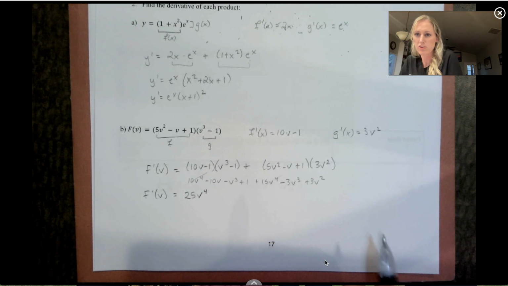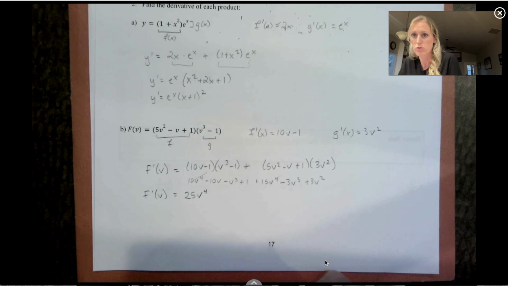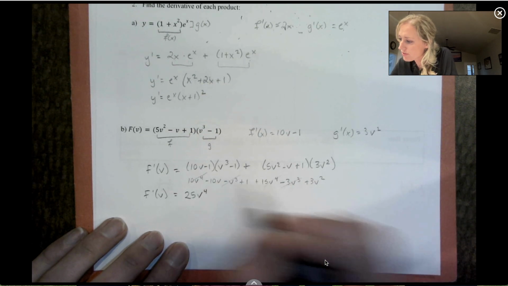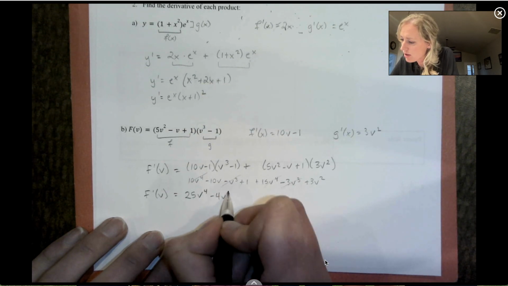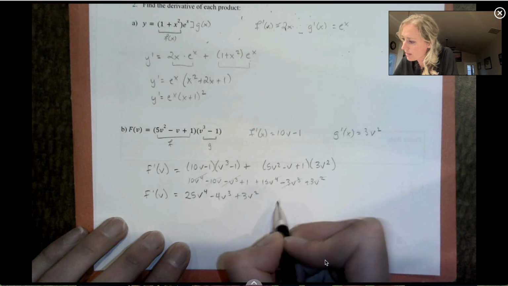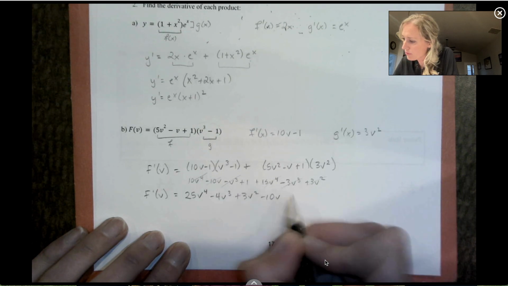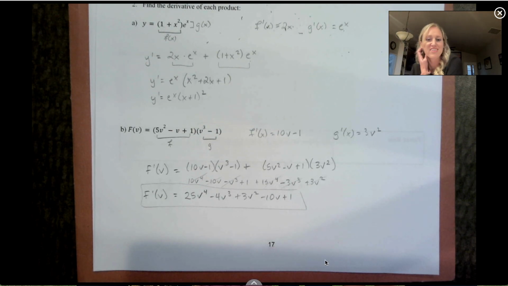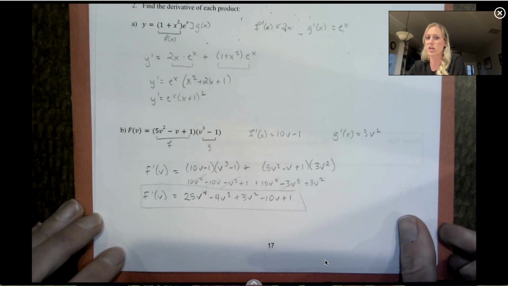The other thing I will say, you guys, is that most of the answer keys have simplified form, so just for comparing answers, this is a little easier. Third power's next, then we have plus 3v squared, and then just v's, negative 10v, and then plus 1. So putting it in standard form is often how it's going to be provided in an answer key, so that makes it a little easier to check.